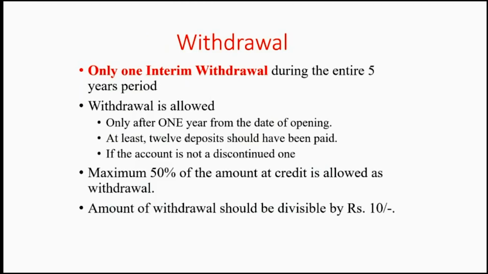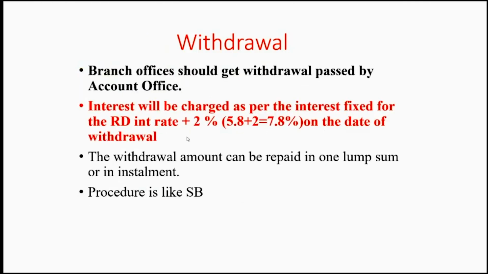How much amount can we allow in case of such interim withdrawal? A maximum of 50% of the amount can be allowed as the interim withdrawal, and the amount of withdrawal should be divisible by rupees 10. So I repeat, one withdrawal can be taken in the entire 5 years period, and that also after 1 year from opening, with at least 12 deposits paid. It should not be a discontinued account, and a maximum of 50% of the amount can be given.